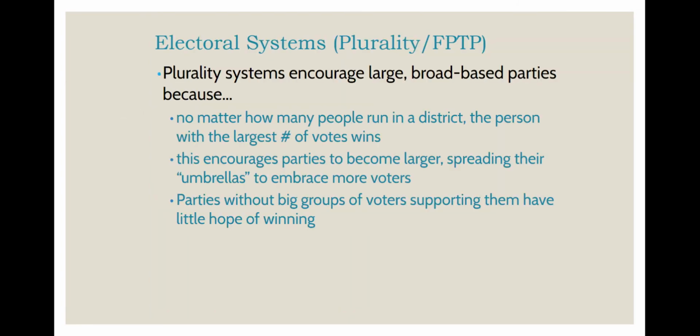So, why do first past the post systems encourage large, broad-based parties? Essentially, because no matter how many people run in a district, the person with the most votes wins. So it has the effect of limiting political fringe parties or third parties, as we think of it in the United States, because people tend to try to fold their beliefs into parties that seem more politically acceptable. So this encourages parties to become larger, spreading their umbrellas to embrace more voters and covering more ground. And parties without big groups of voters have little hope of winning. So, like we said before, they oftentimes fold themselves into the larger parties.